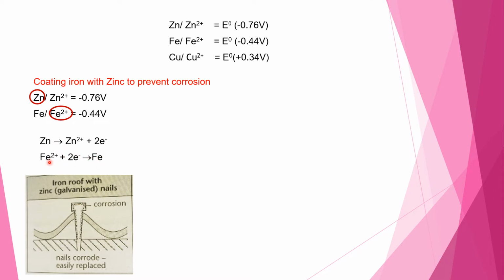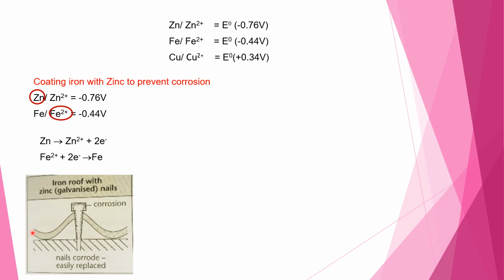It is Fe2+ that can change into Fe. Only forward reactions are possible. Backward reactions are not possible. Okay, so when zinc is changing into zinc ion, the zinc is going to corrode, while the tin on which the galvanized nail has been applied is going to remain intact. It's not going to corrode.